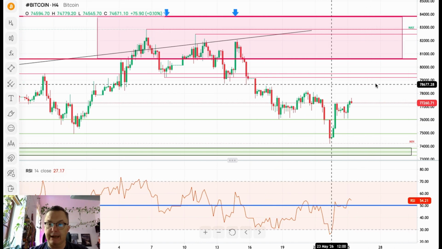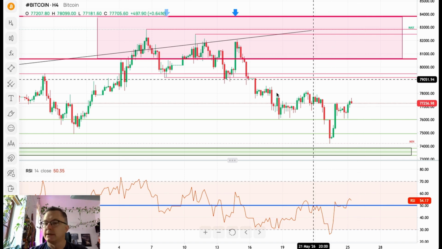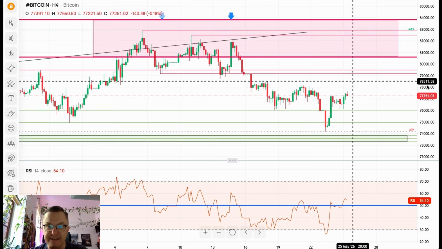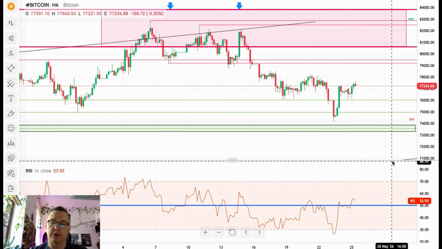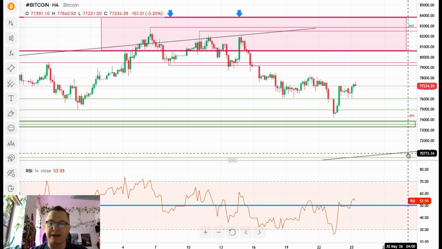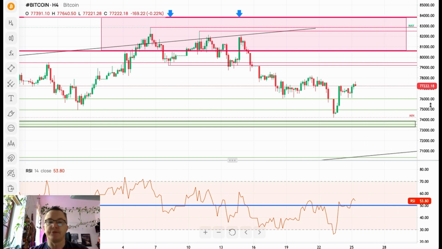We need to go back above 80,000 to see what is going on. Otherwise, the outlook still remains bearish, and the bearishness even intensifies if we break below the demand zone and go lower towards the lower channel line, the lower bearish flag pattern line, which is roughly around $71,000.